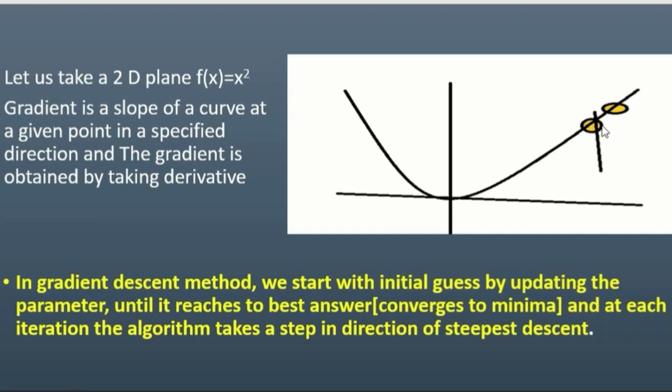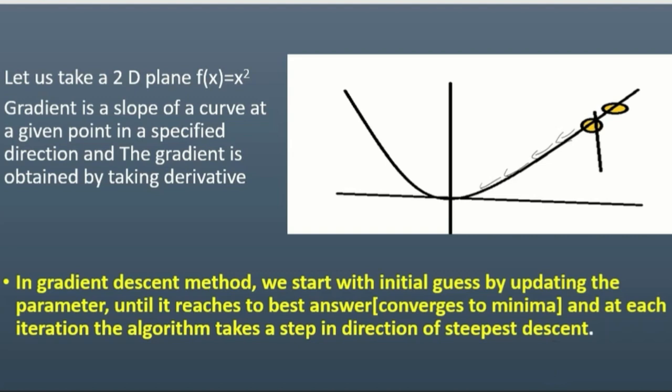Again we go downward and check whether we have reached the minimum. No. Again we go down, again we go down, again we go down until we reach a minimum point. The gradient is actually the slope of the curve at a given point in a specified direction.